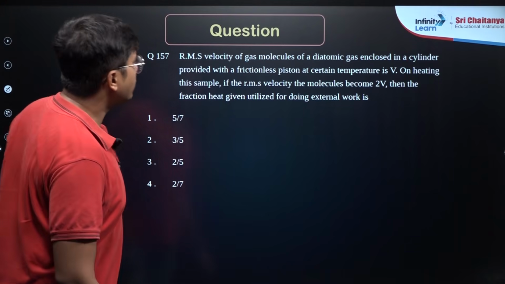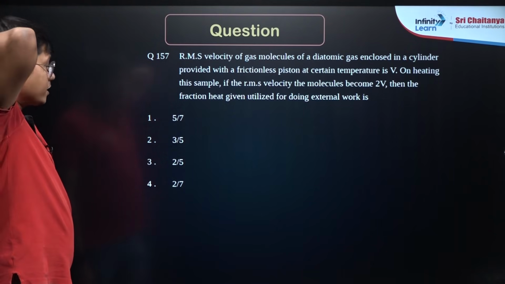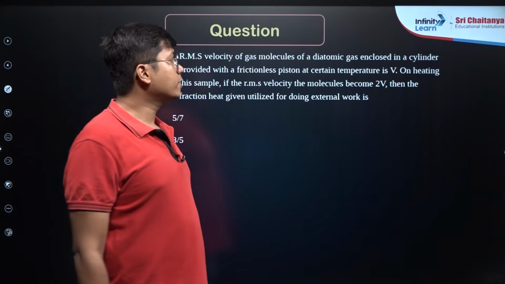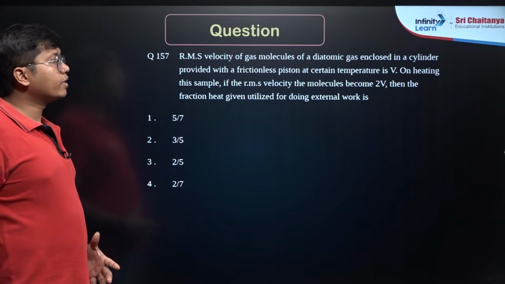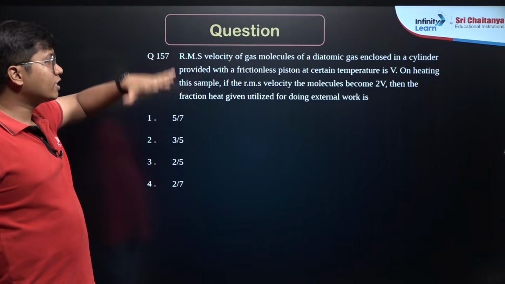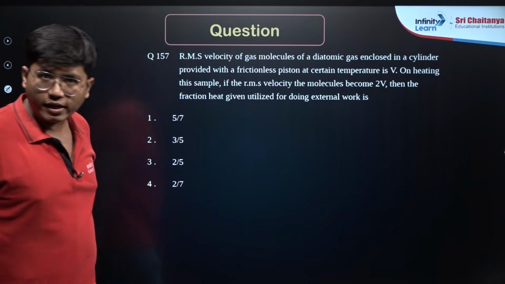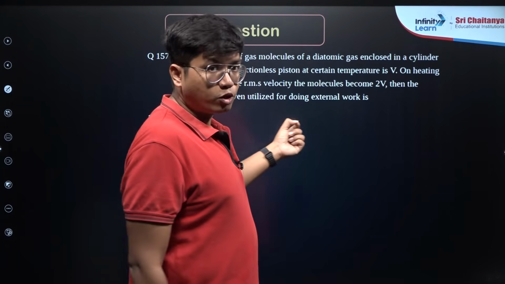This says the RMS velocity of gas molecules in a cylinder provided with a frictionless piston at a certain temperature is V. On heating the sample, if the RMS velocity of the molecules becomes 2V, then the fraction of the heat given that is utilized for doing work is how much? So what kind of process is it? It's a frictionless piston that is allowed to move under just the atmosphere. So the pressure has to stay constant throughout. There's no external pressure that's changing with time. So this is an isobaric process.